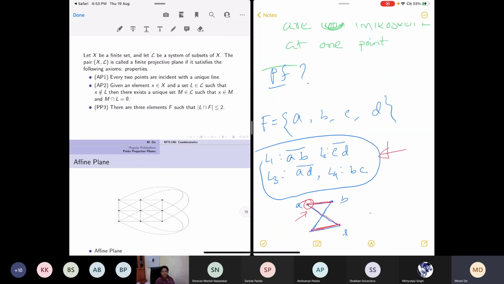Every 2 points are incident with a unique line. Can you check it? You consider any 2 points, they are incident to a unique line, right? That property is satisfied over here.